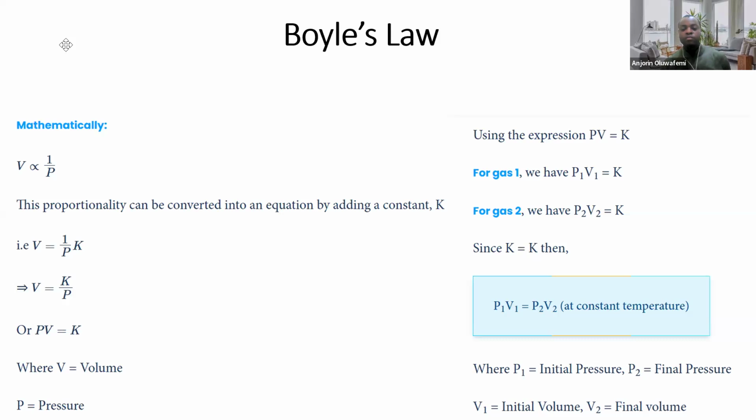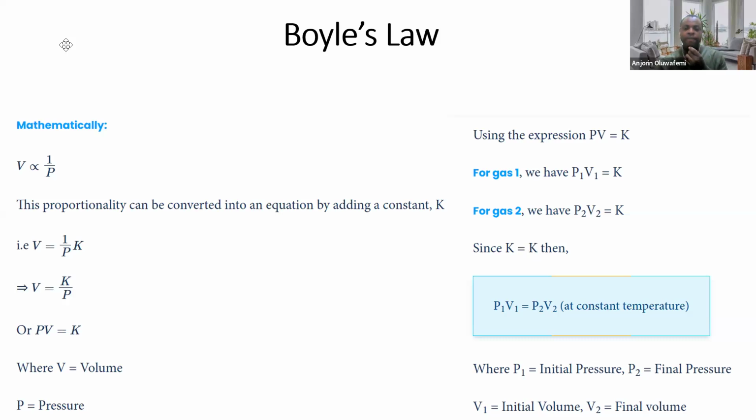Where V is the volume, P is the pressure. Now, when we use the expression PV equals K, for gas 1, we have P1 V1 equals K. For gas 2, we have P2 V2 equals K. Now since K equals K, then P1 V1 equals P2 V2 at constant temperature. This is the formula for Boyle's law. So P1 is our initial pressure, P2 is the final pressure, V1 is the initial volume, and V2 is the final volume.